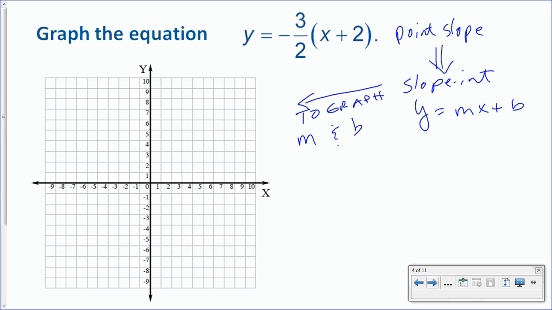So I'm going to take this. What do you suppose I would do with that to get it in slope intercept? What did I tell you? What was the difference between? Get rid of the parentheses, right? What property is that?